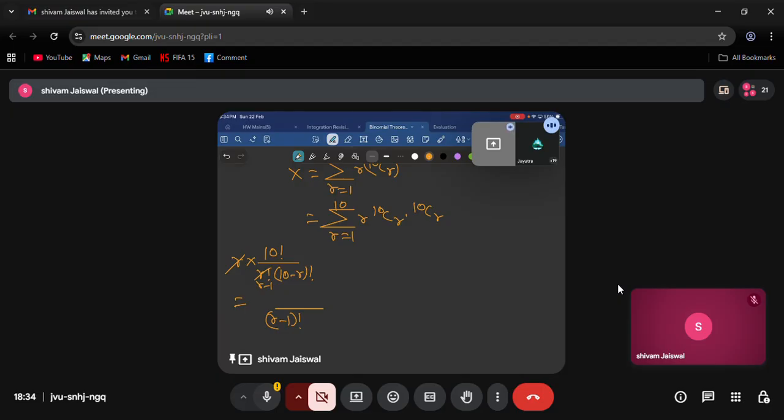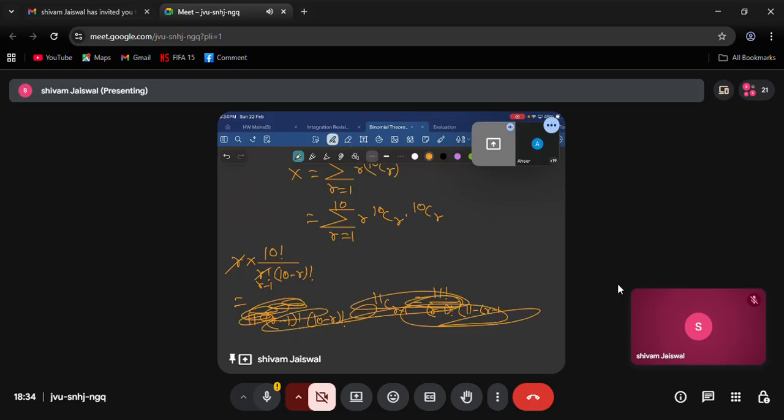Multiplying and dividing by 11: 1 by 11 into 11 factorial divided by (r minus 1) factorial into (10 minus r) factorial. Let's see, is it coming as 11C(r minus 1)? What is 11C(r minus 1)? It is 11 factorial divided by (r minus 1) factorial into (11 minus (r minus 1)). No, it is coming as 12. It will be 9C(r minus 1), that would be better.